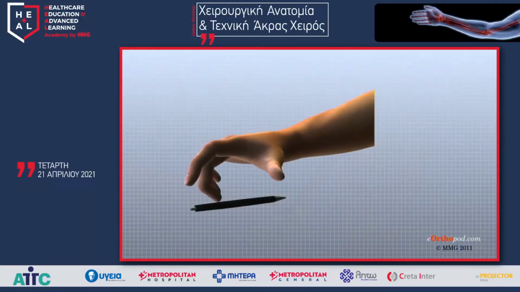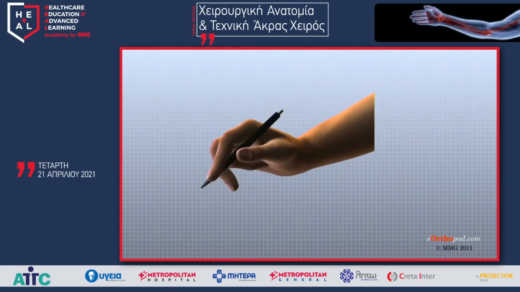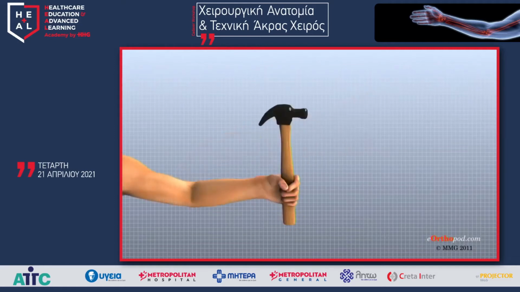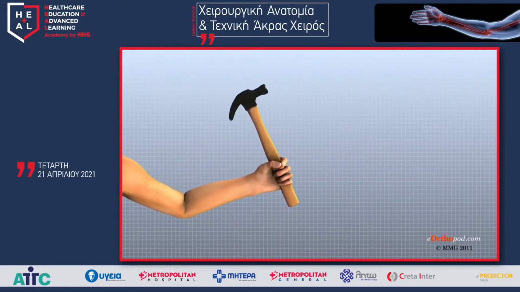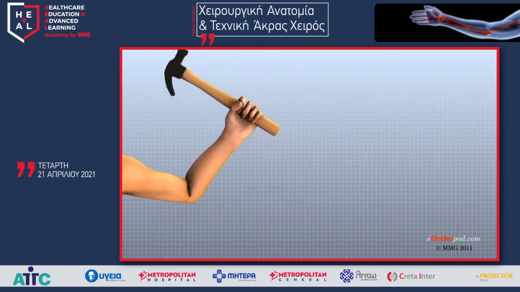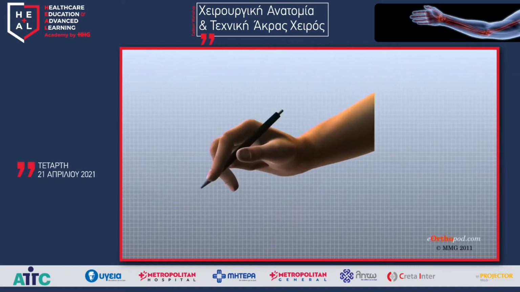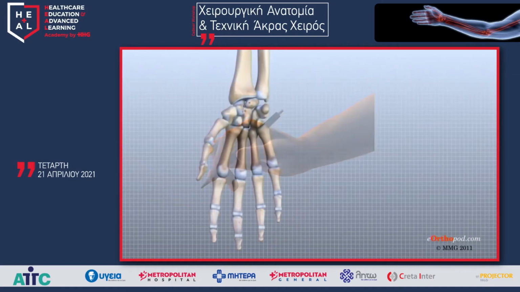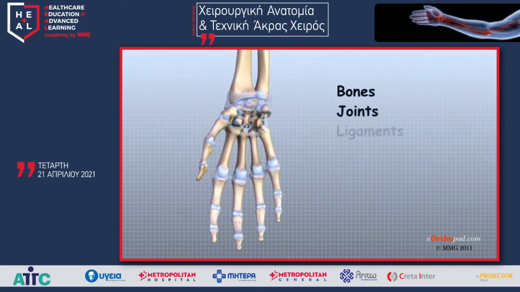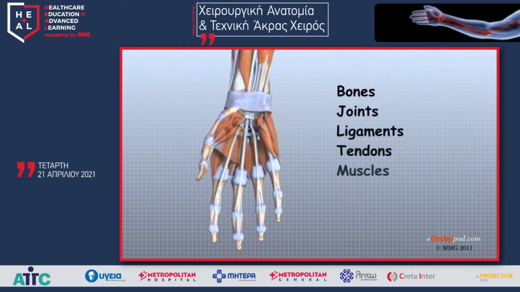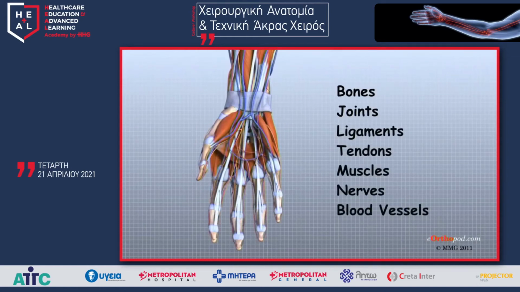Few structures of the human anatomy are as unique as the hand. The hand needs to be mobile in order to position the fingers and thumb. The hand must have adequate strength to grip objects firmly, but must also be coordinated to perform fine motor tasks with precision. The important structures of the hand can be divided into several categories. These include bones, joints, ligaments, tendons, muscles, nerves, and blood vessels.